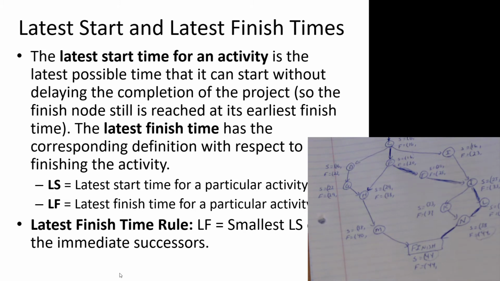Okay, so we're looking at latest finish times now. We're going to find latest finish times, and then with the latest finish time, use that to find the latest start time. So the latest finish time is the smallest of the latest start times of the immediate successors. It's the ones that come after. And so we have a four-step procedure for this as well. And this procedure may be just a little less intuitive.